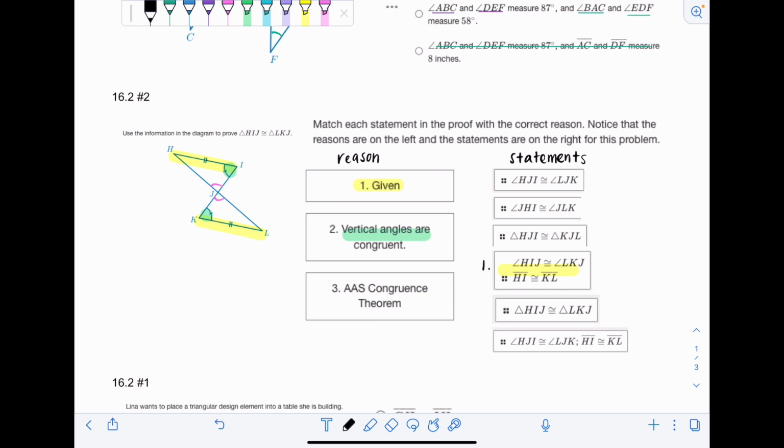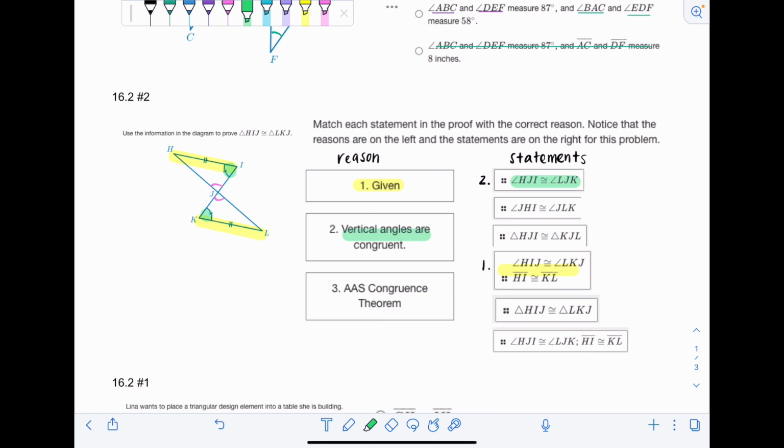All these letters are very, very similar. Let me make sure I got the order correct though, because it's almost the same exact thing written. So it was supposed to be HJI, and then is congruent to LJK. Okay, so I think we're good. Just gotta be super careful with those. Okay, so this was our statement number 2.